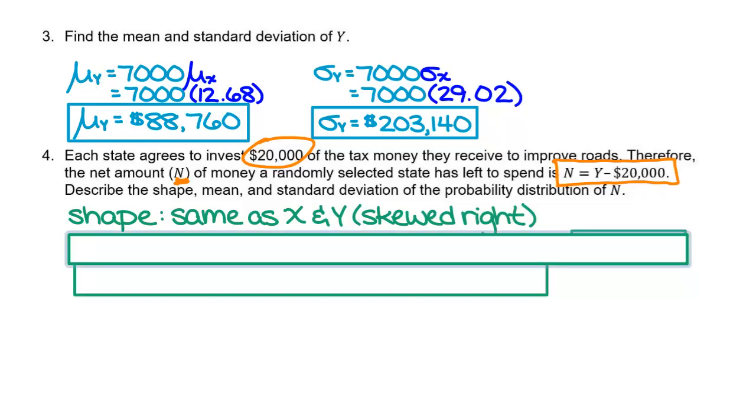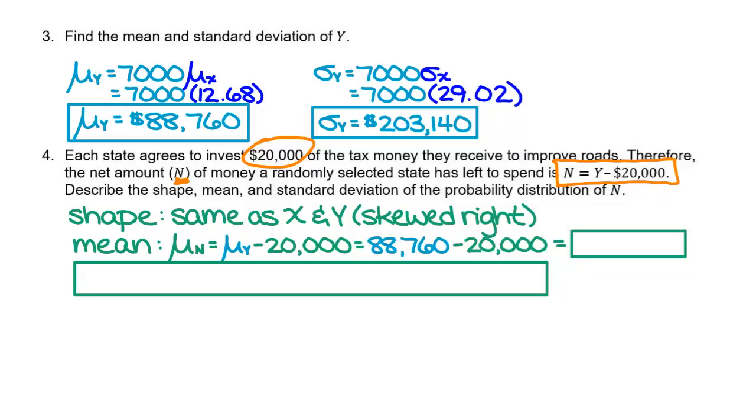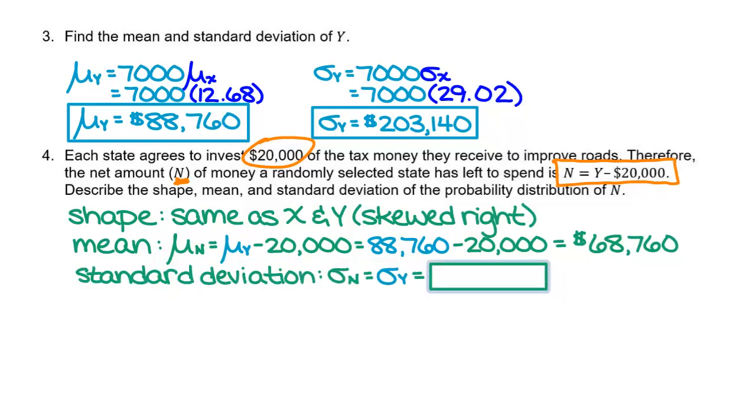What would the mean of my new random variable N be? I heard 68,000. You're right. Yep, take the mean of y and subtract 20,000 from it. We get 68,760. What would the standard deviation of the random variable N be? It's going to be exactly the same, 203,140. When we add or subtract a constant, the standard deviation doesn't change.